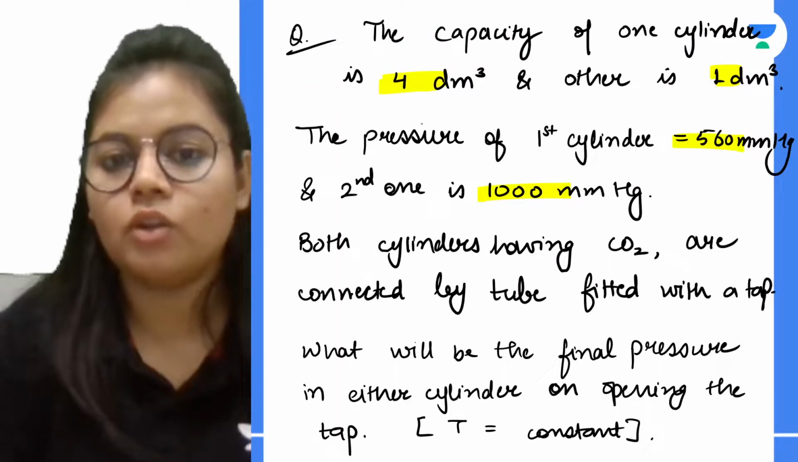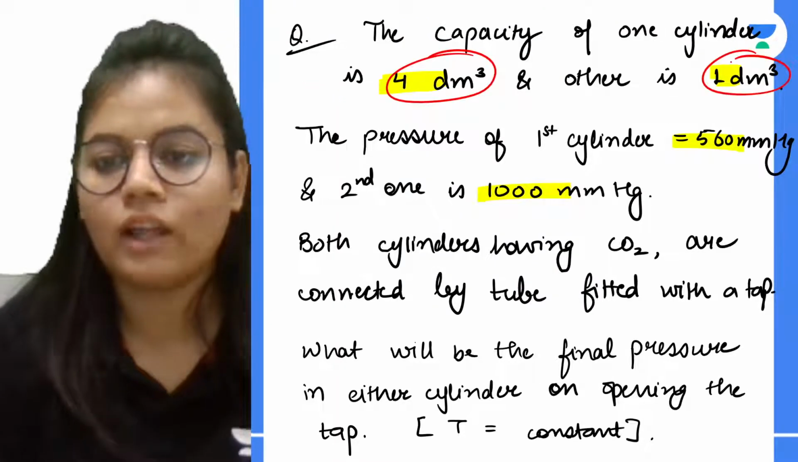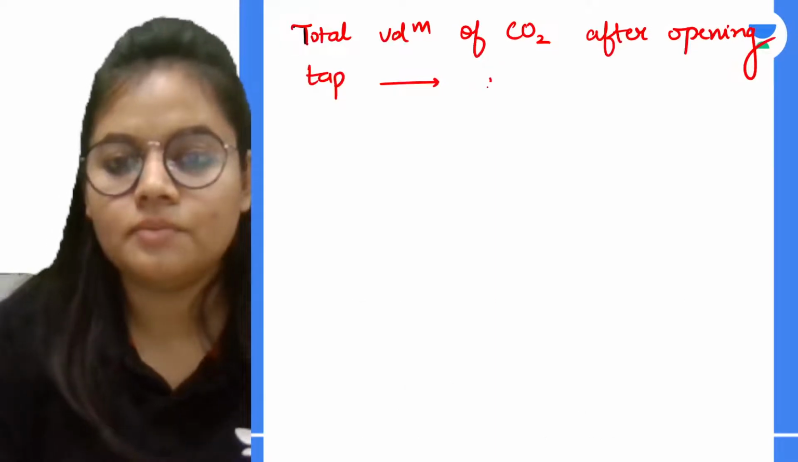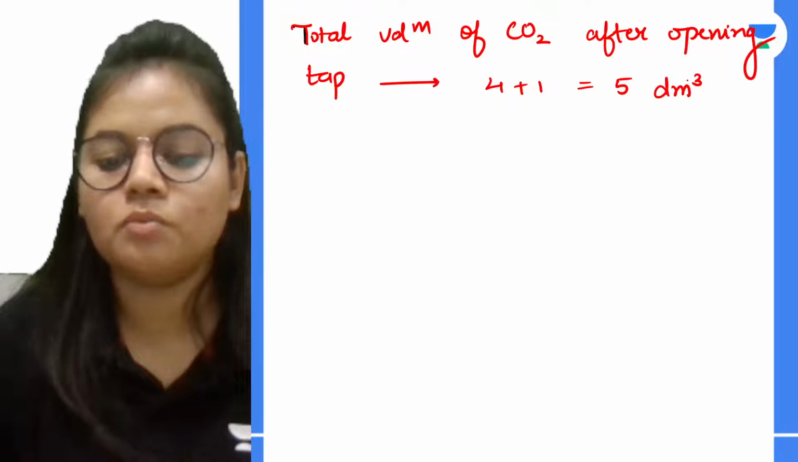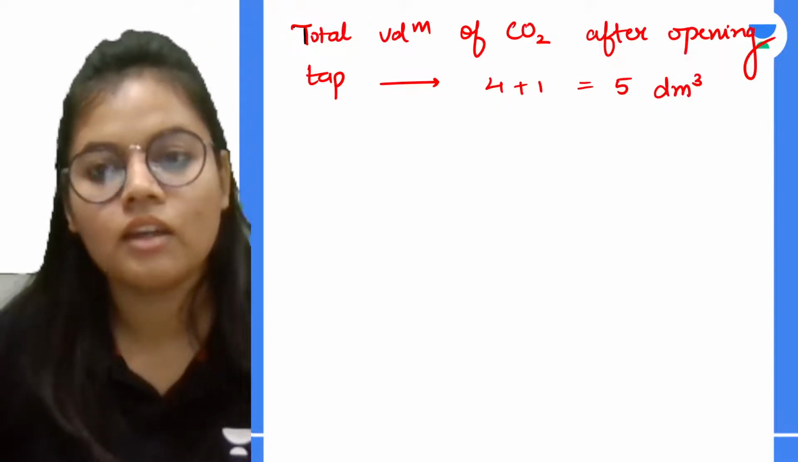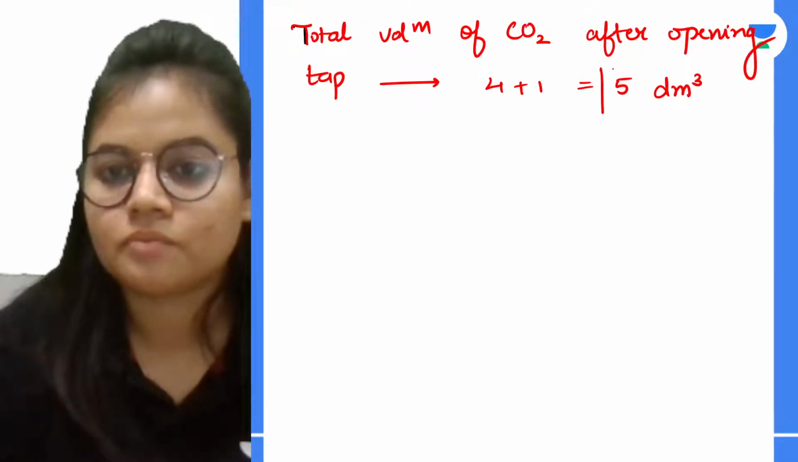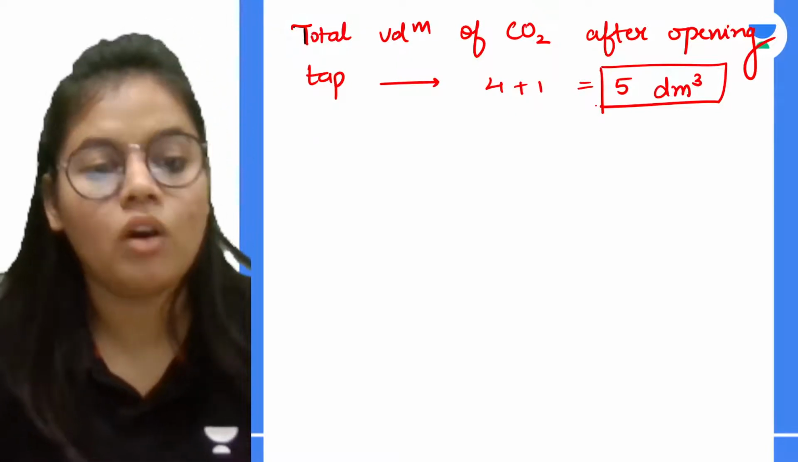Now that would be equal to 4 plus 1. That is 5 decimeter cube. Now this is the combined volume.